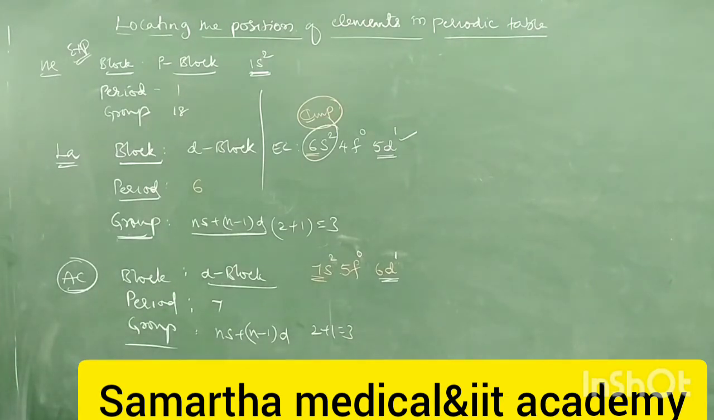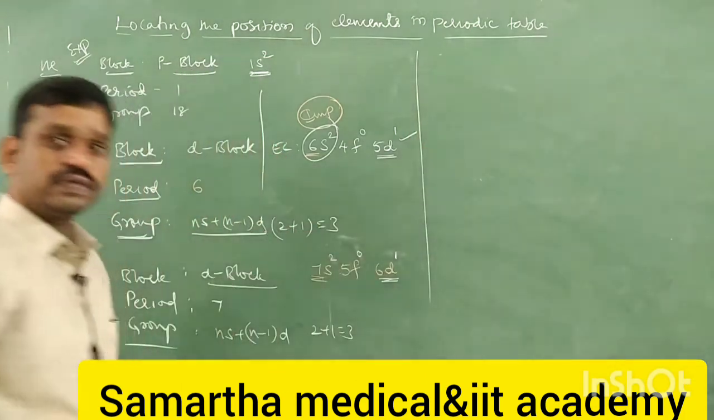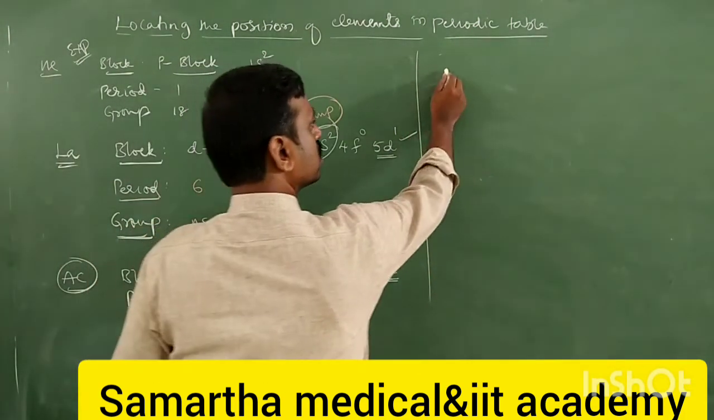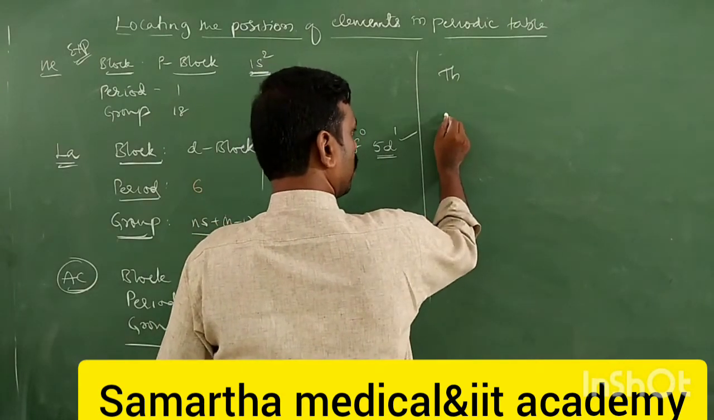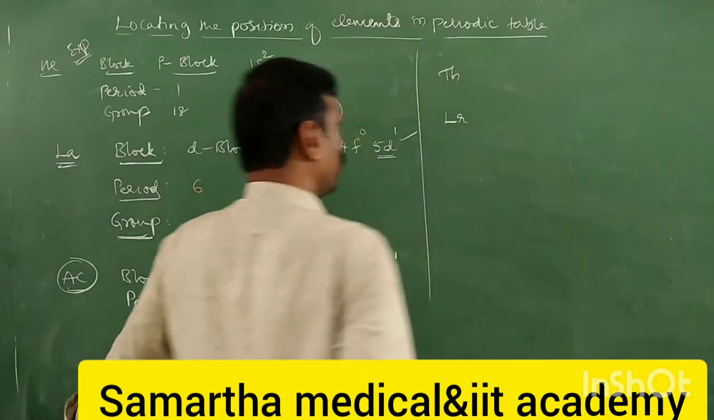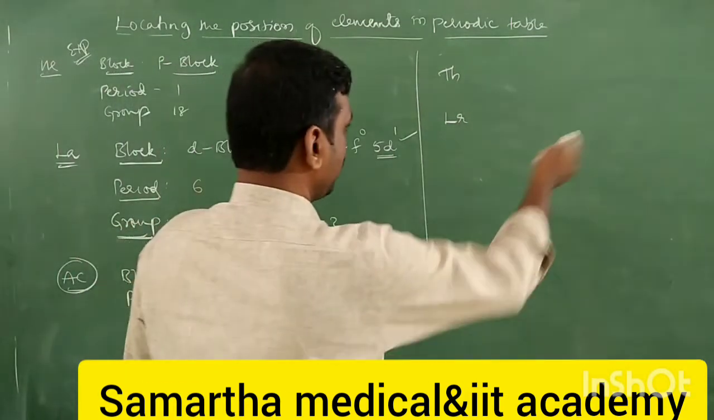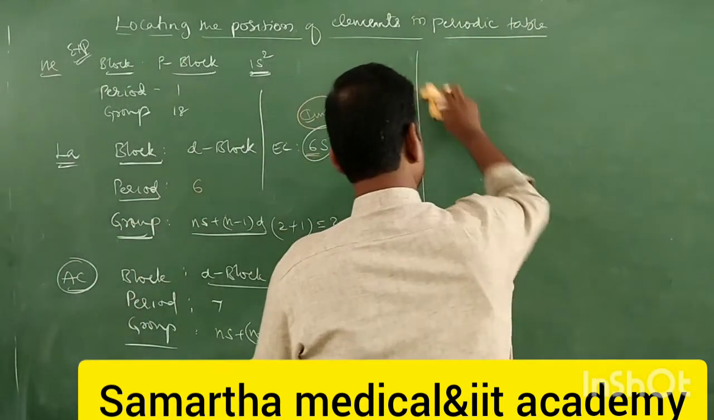Okay, next is thorium. One more example is lawrencium. Tell me, thorium, lawrencium. So what is the group and period number? Let's see first thorium.